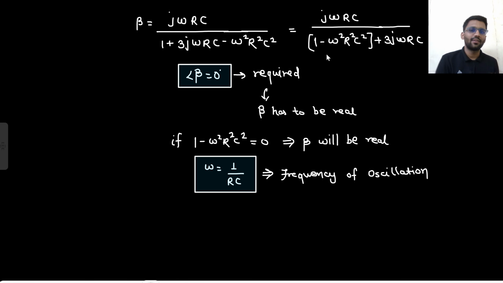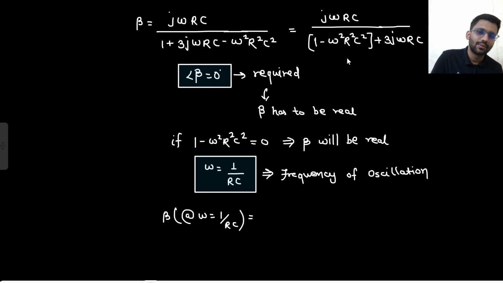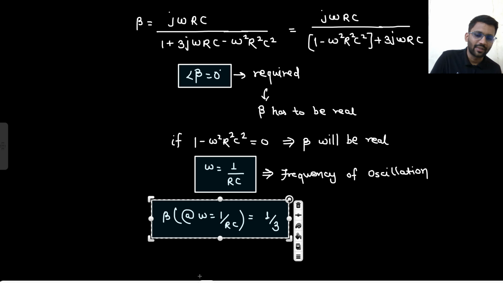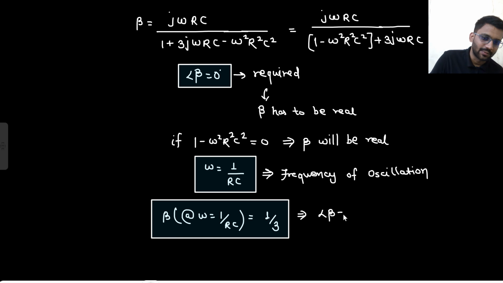So if I check that, what do I get? Beta at omega equals to 1 by RC is equal to, this term would be 0, so I am not writing it. So this j and j will get cancelled, omega RC will get cancelled, that is 1 by 3. So beta you are getting is 1 by 3. What does that show? That this is providing 0 degree phase shift, and A is also providing 0 degree phase shift. So angle condition is satisfied.